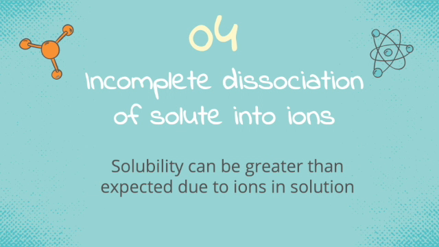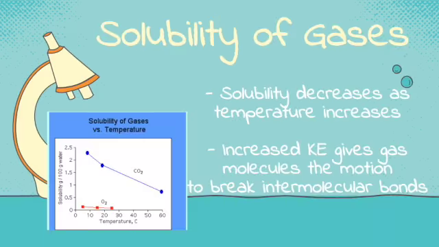The last example is the incomplete dissociation of solute into ions. Some ions in solution might join into oppositely charged ion pairs. Additional solute must be present for the product ion concentrations to equal Ksp, making the solubility greater than otherwise expected. Throughout the Chemistry 112 lessons, we mostly focused on solubility when it comes to solid and liquid solutes.